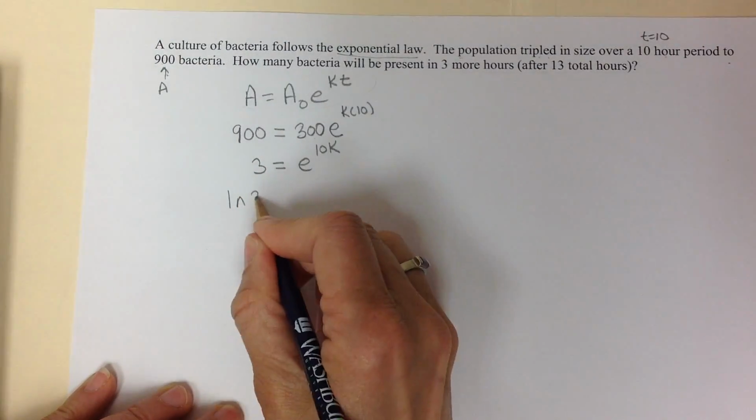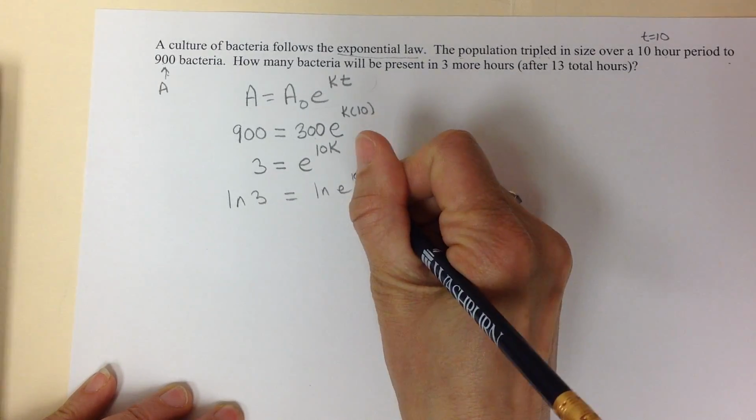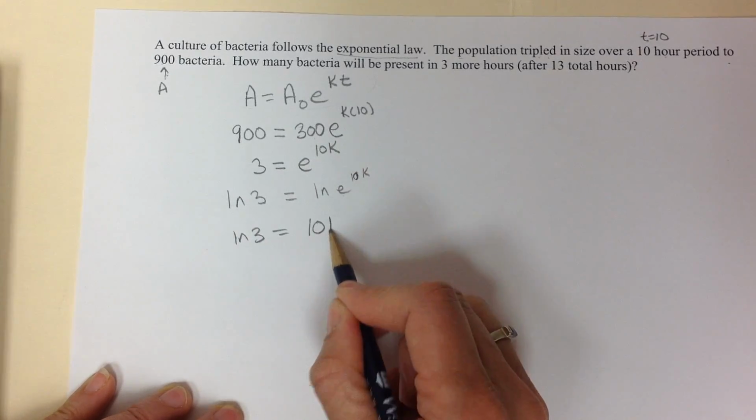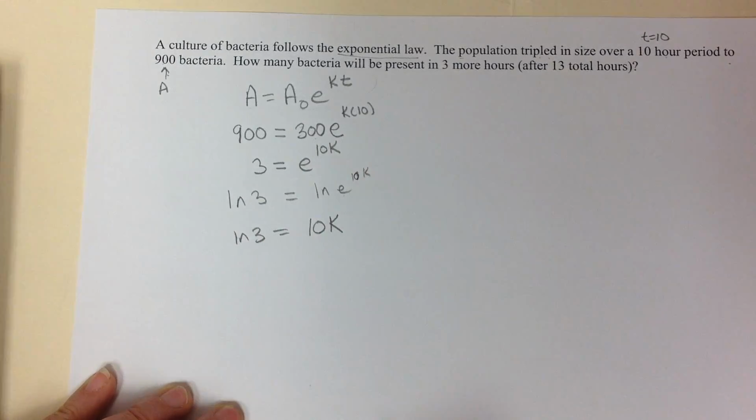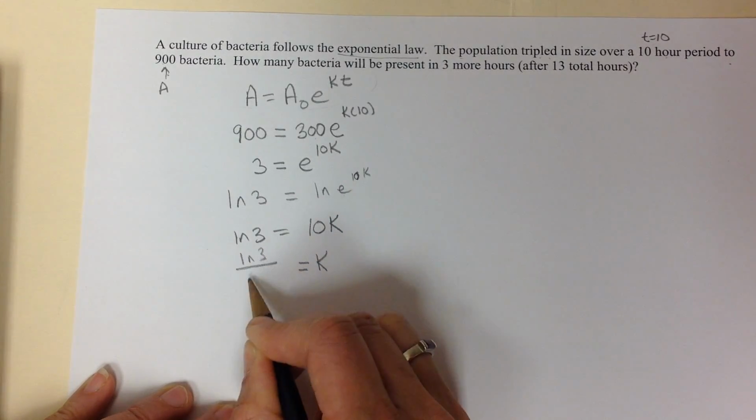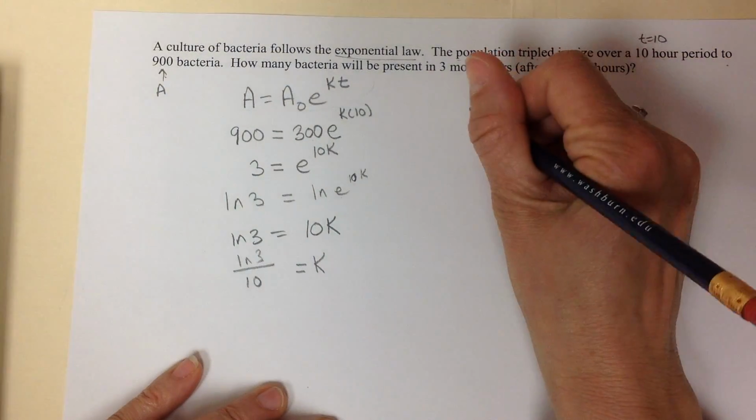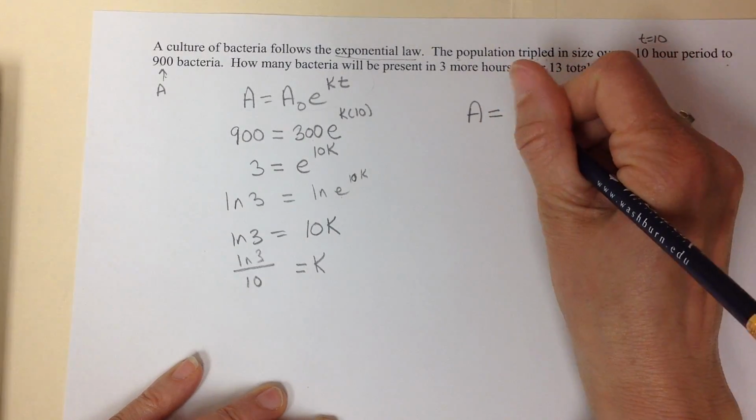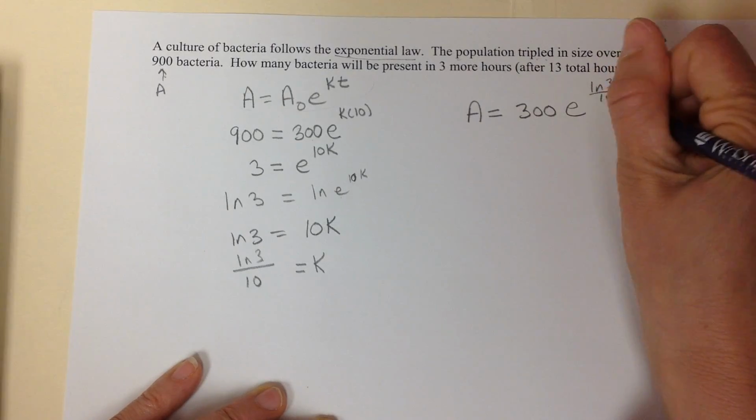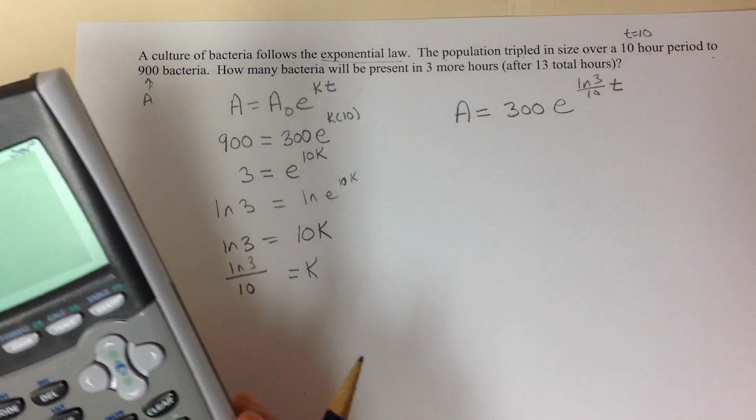Taking natural logs, we get the natural log of 3 equals the natural log of e to the 10k. And the right hand side, because it's base e, the inverse properties of natural log and e, that cancels, and I get natural log of 3 equals 10k. Or k equals the natural log of 3 over 10. So my general formula is then A equals A naught, which is 300, e to the natural log of 3 over 10 times t. You can use that full k value with its formula if you want.